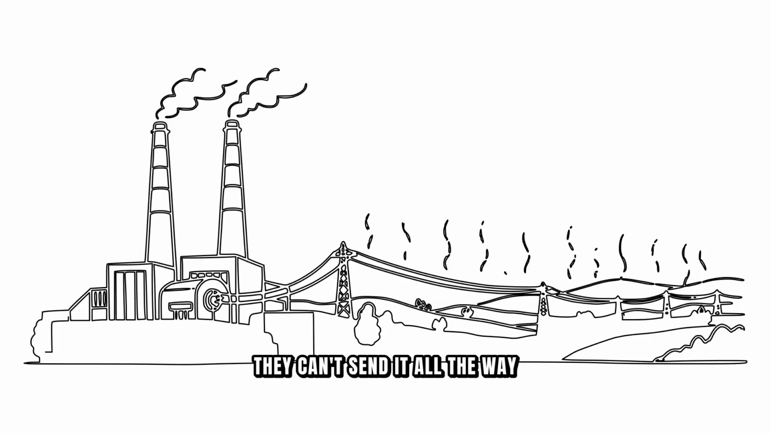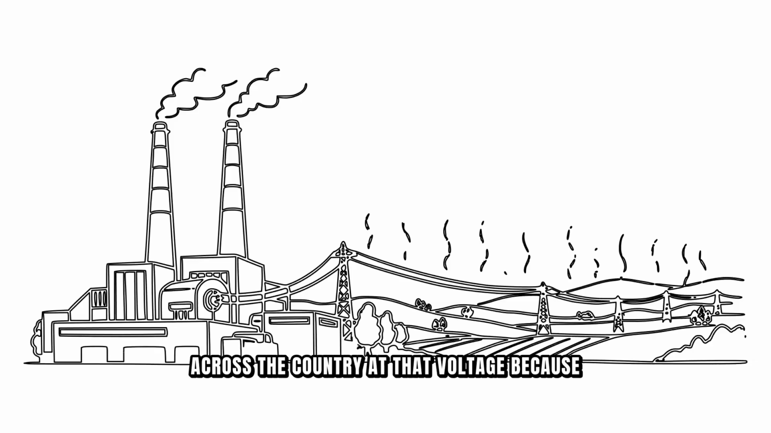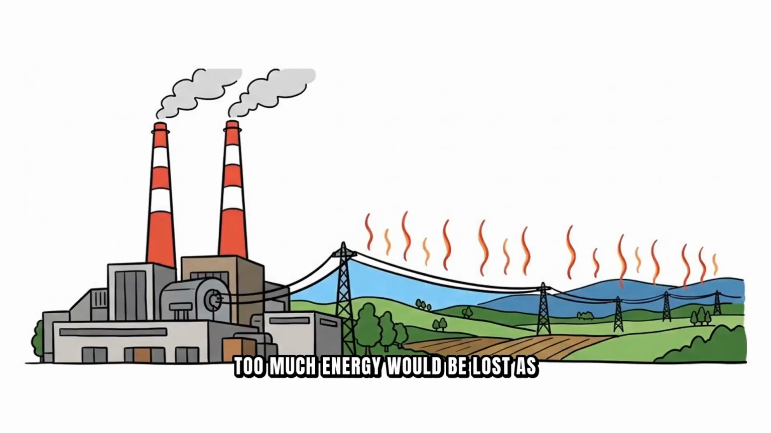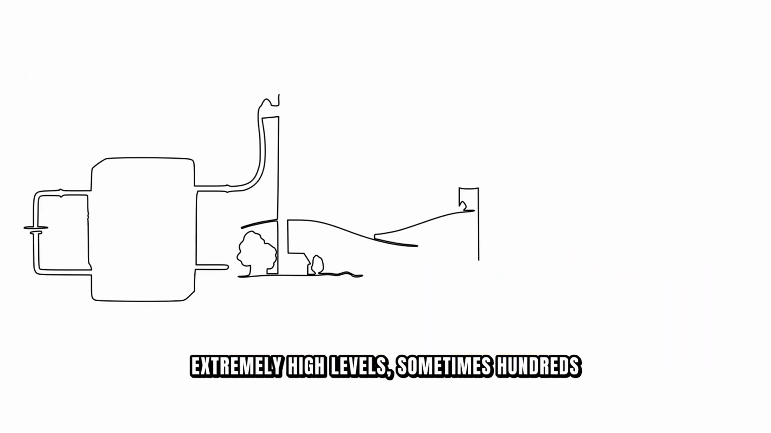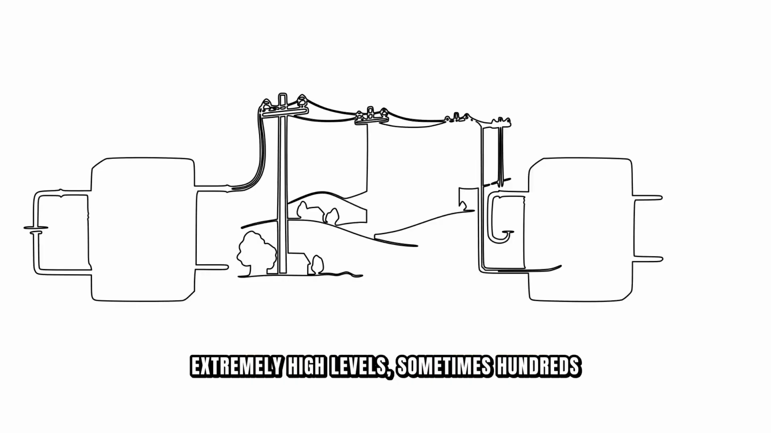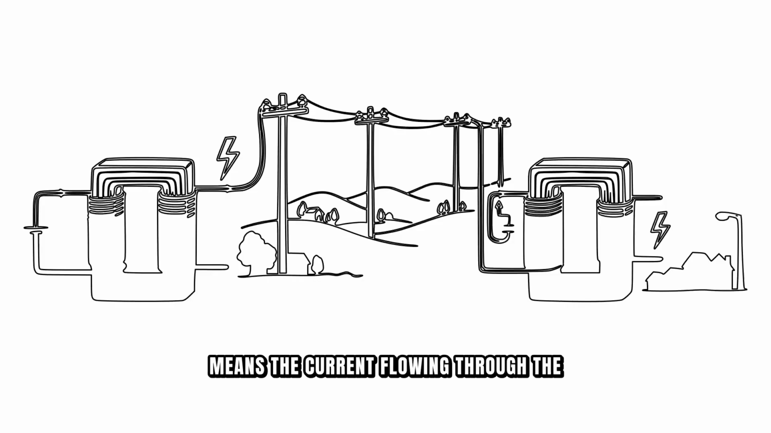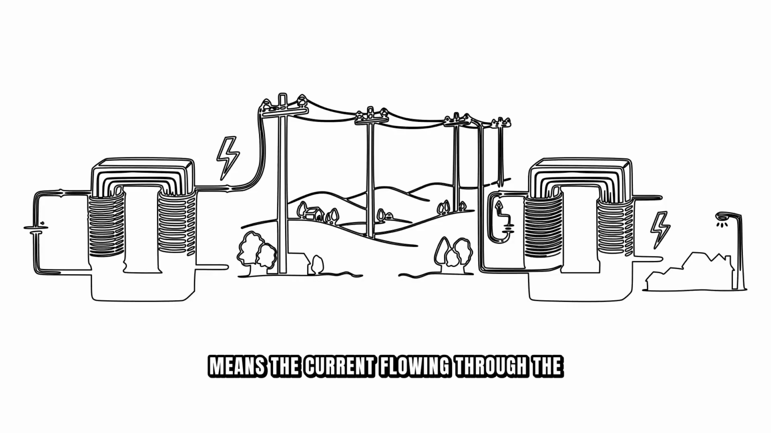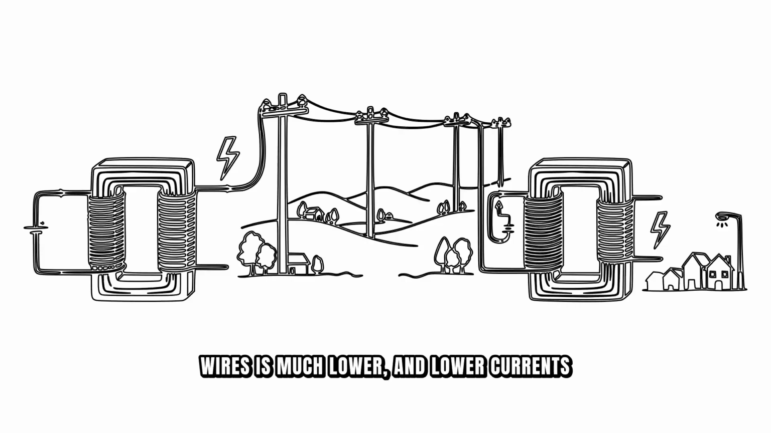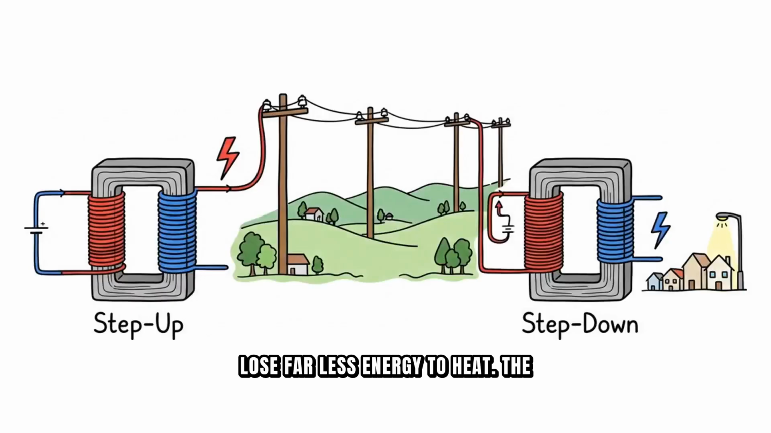Power plants generate electricity at a moderate voltage, but they can't send it all the way across the country at that voltage because too much energy would be lost as heat in the transmission lines. Instead, transformers step up the voltage to extremely high levels, sometimes hundreds of thousands of volts. This high voltage means the current flowing through the wires is much lower, and lower currents lose far less energy to heat. The power travels efficiently across the grid.